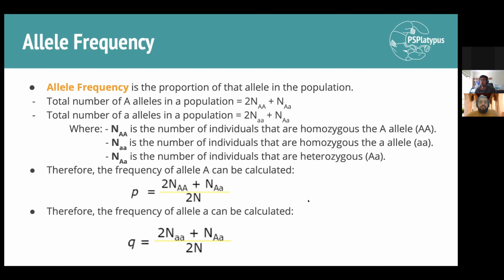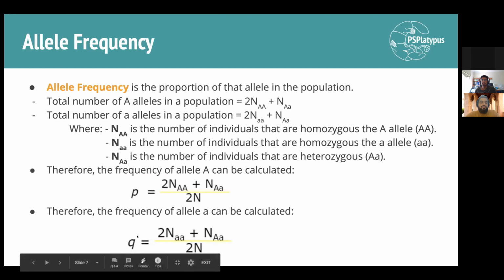Therefore, we can calculate the frequency of the dominant allele, if we call it P. So P equals the total number of A alleles in a population divided by the gene pool of this population multiplied by 2, and the same with the recessive allele.